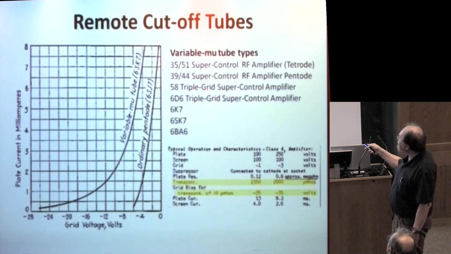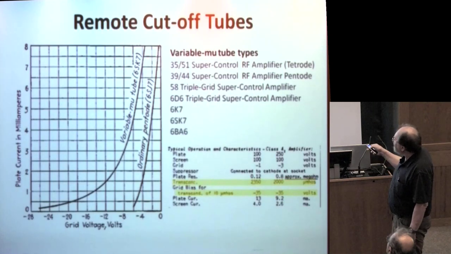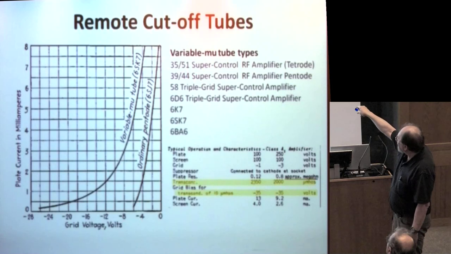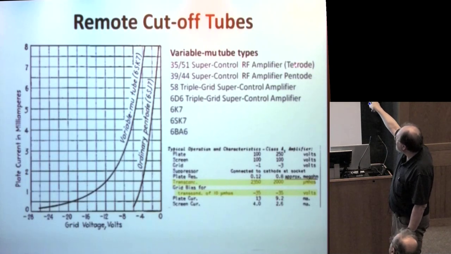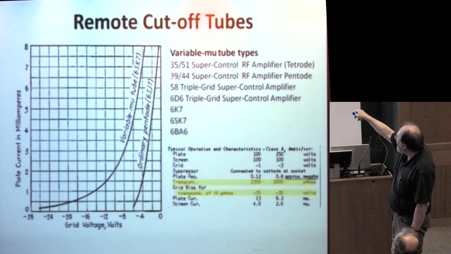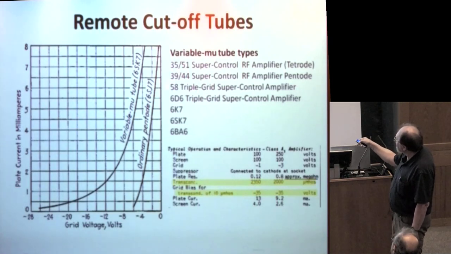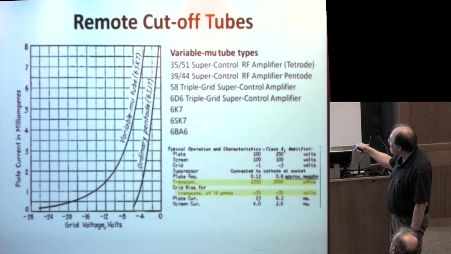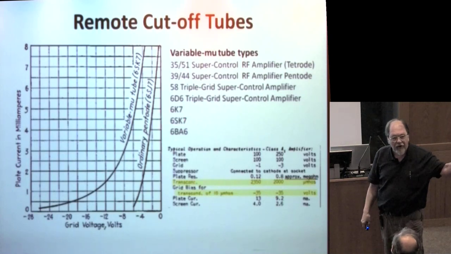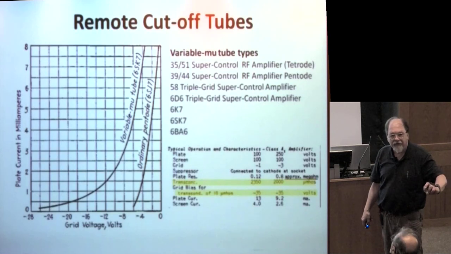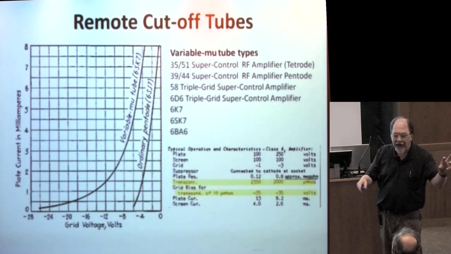These are the ones you may be familiar with, kind of in chronological order. There was RCA called these super control RF amplifiers. 3551 was a tetrode. That led to 3944, which were pentodes. 58s. You probably have radios that have 6D6s in them, 6K7s, 6SK7s, miniature 6BA6. So they're all remote cutoff pentodes designed to go in gain-controlled amplifiers.